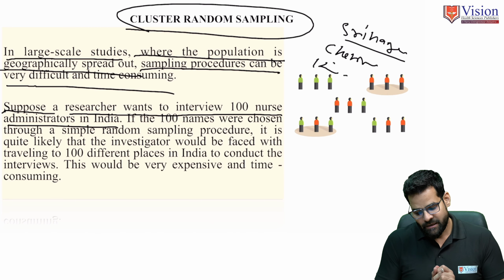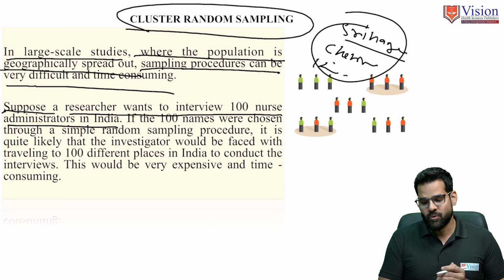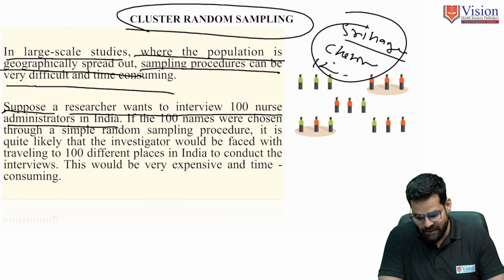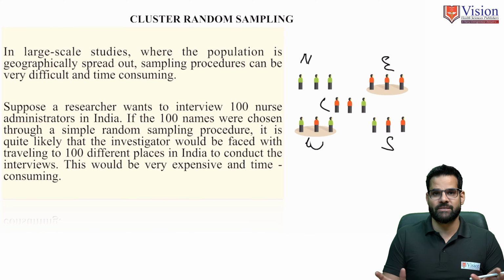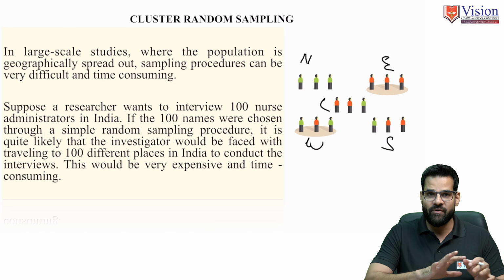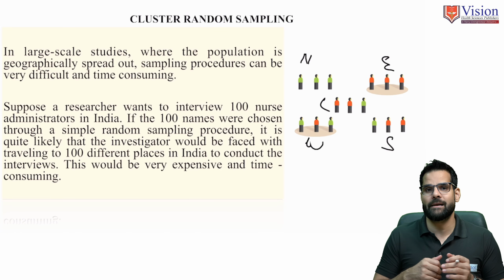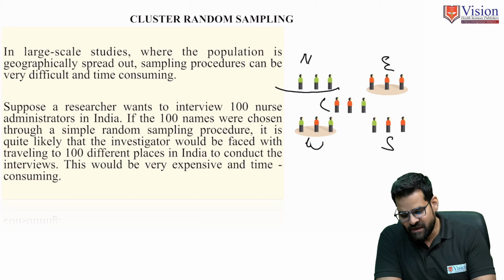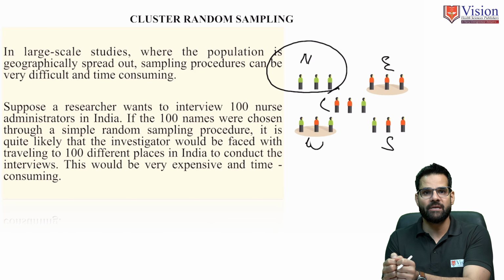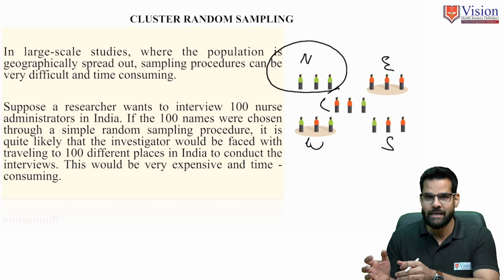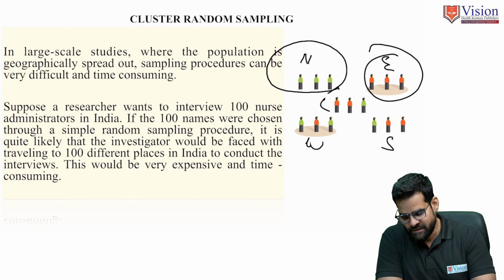So instead of doing that, because it is practically not possible, what we can do is just make clusters. For example, as you can see, north, east, west, south and central. There are 5 clusters we made. So entire India is divided into 5 clusters: north, east, west, south and central region. Now all the nurse administrators from the north will be in one cluster, all the nurse administrators from the eastern side will be in one cluster, and so on. So as you can see, there are different clusters.